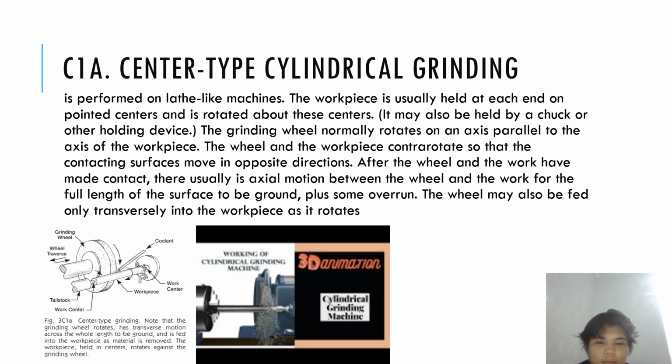Construction details of a cylindrical grinding machine. A cylindrical grinding machine has a headstock, tailstock, chuck, cross-feed hand wheel for table movement, grinding wheel, base, and work table.